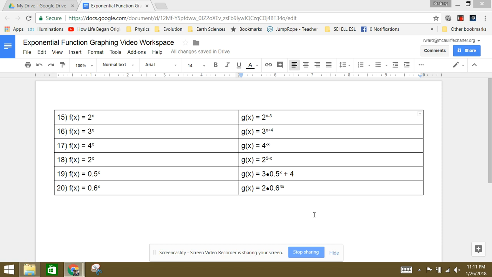I am going to go over some of the homework for tonight, where we are at, the number 15 through 20 homework that I gave you. And you'll see that for 15 through 20, there is a basic function. We'll call this the base function, which is the function in terms of x. In 15, it's 2 to the x, 16, it's 3 to the x, 17, it's 4 to the x, and then 18, we go back to 2 to the x, 19, it's 1/2 to the x, and 20, it's 0.6 or 3/5 to the x. So each of those are fairly straightforward.